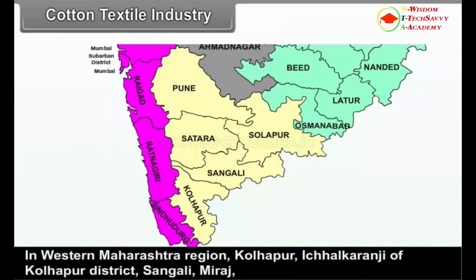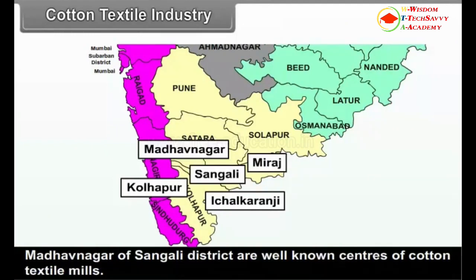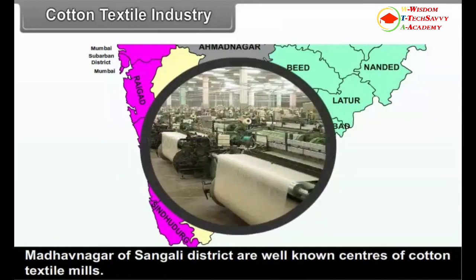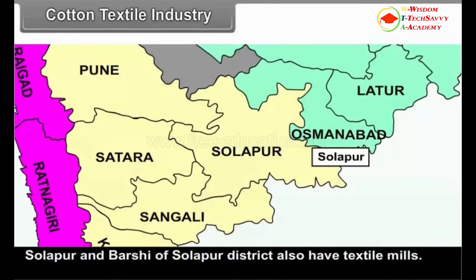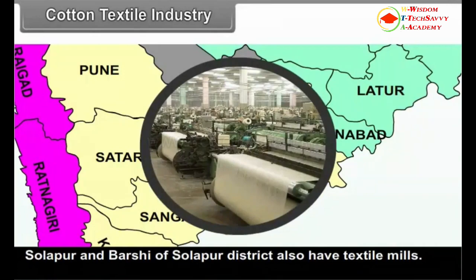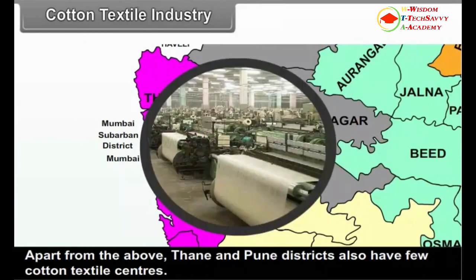D. Pune division. In western Maharashtra region, Kolhapur, Ichalkaranji of Kolhapur district, Sangli, Miraj, Madhavnagar of Sangli district are well-known centers of cotton textile mills. Solapur and Barshi of Solapur district also have cotton textile mills. Apart from the above, Thane and Pune districts also have a few cotton textile centers.